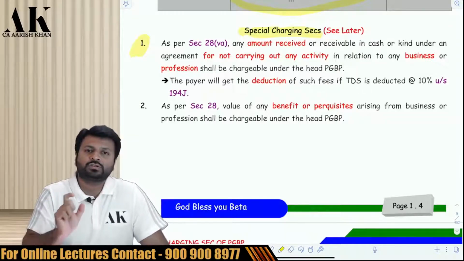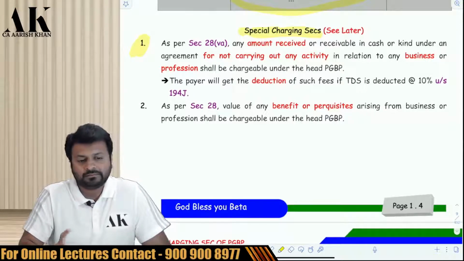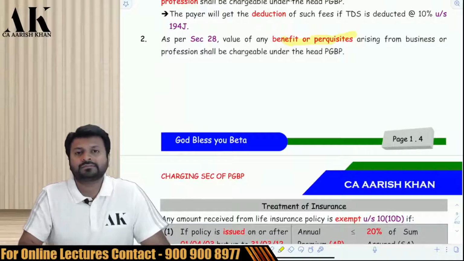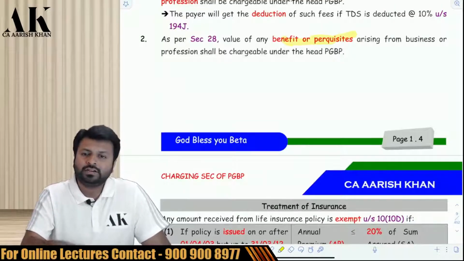You just remember the clause 28(5)(a). Okay. Let us go ahead. Second one. In business, if you get any benefit or perquisites, suppose you have made your customers very happy with the product which you have made.